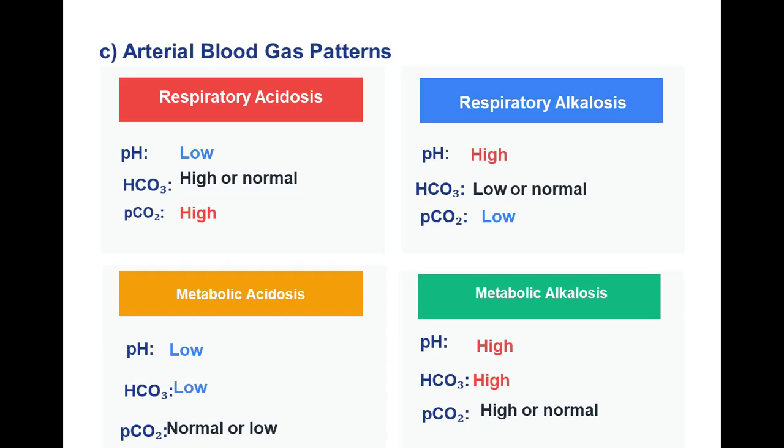Metabolic alkalosis, caused by excess base. The pH is high and the metabolic component, HCO3, is high. The respiratory system compensates by making the PCO2 high or normal. These patterns are your roadmap to understanding the underlying physiology.